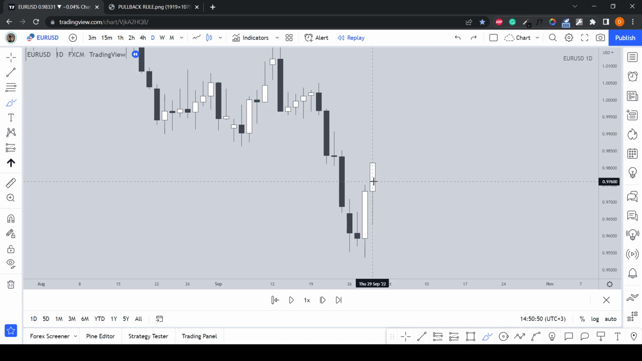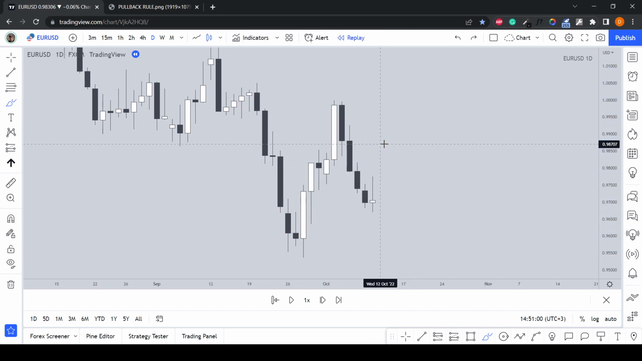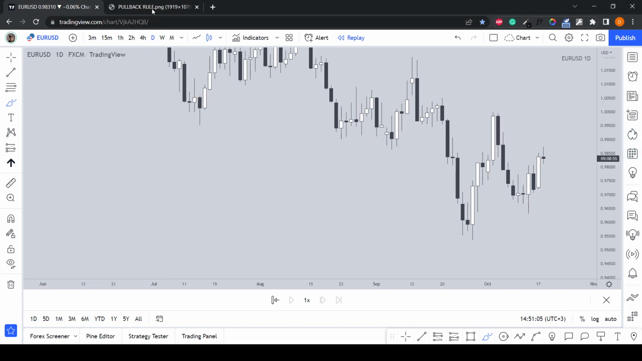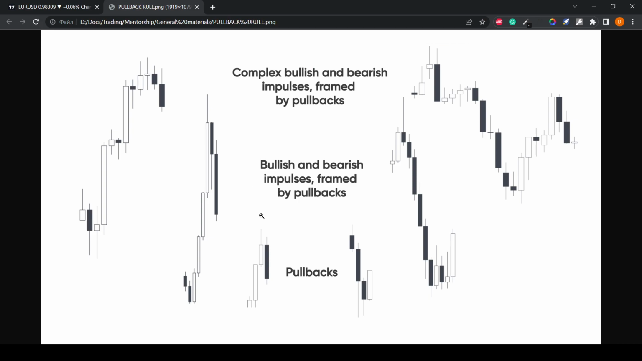Let's see what the market does. So it continues a pullback. Okay, so it just continues a pullback, and as long as I remember, it will just do it like this. Okay, so this is a simple introduction.